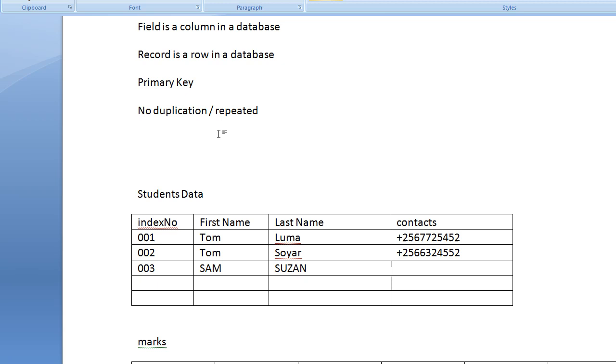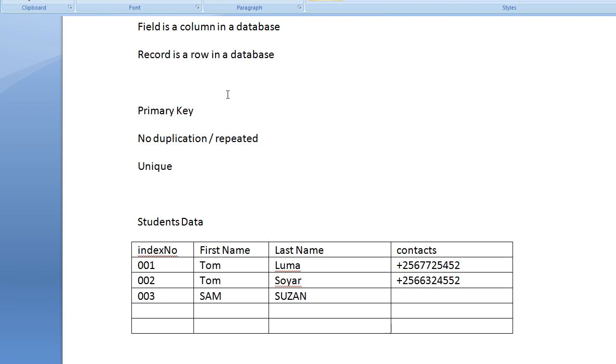No repetition, no duplication. Alright? And it has to be unique. Otherwise, if it is not unique, it ceases to be a primary key. You cannot use it as a primary key to uniquely identify one record. So this primary key is a field whose data uniquely identifies a record. Okay, that is a primary key.